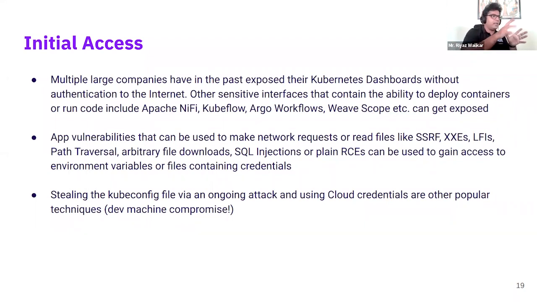App vulnerabilities that can be used to make network requests, your SSRFs, your XXEs, your LFIs, your path traversals, right? Your file downloads, because you can then download. Imagine you could simply download the kubeconfig from the server itself. SQL injections, plain RCEs, all of these can be used to gain access to environment variables, files containing credentials, and things like that. Stealing the kubeconfig file via an ongoing attack.